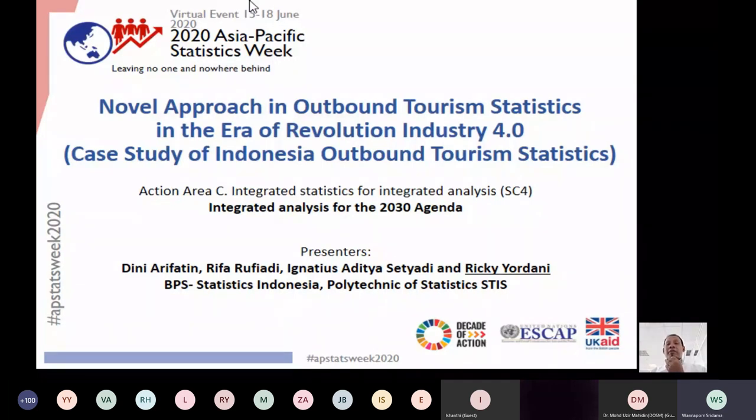I'm Ricky Dhani, and on behalf of my team, we are very pleased to bring our presentation here with the title: Local Approach in Outbound Tourism Statistics in the Era of Industry 4.0, Case Study of Indonesia Outbound Tourism Statistics.